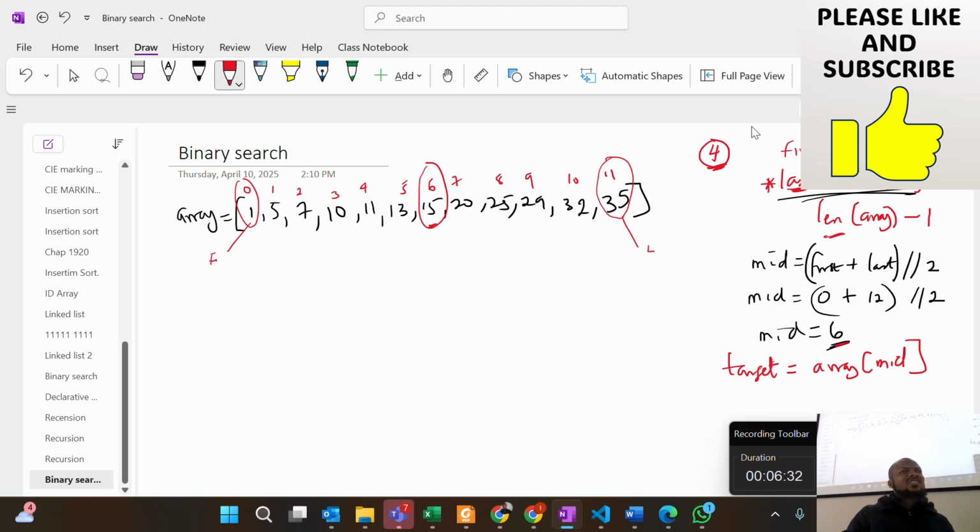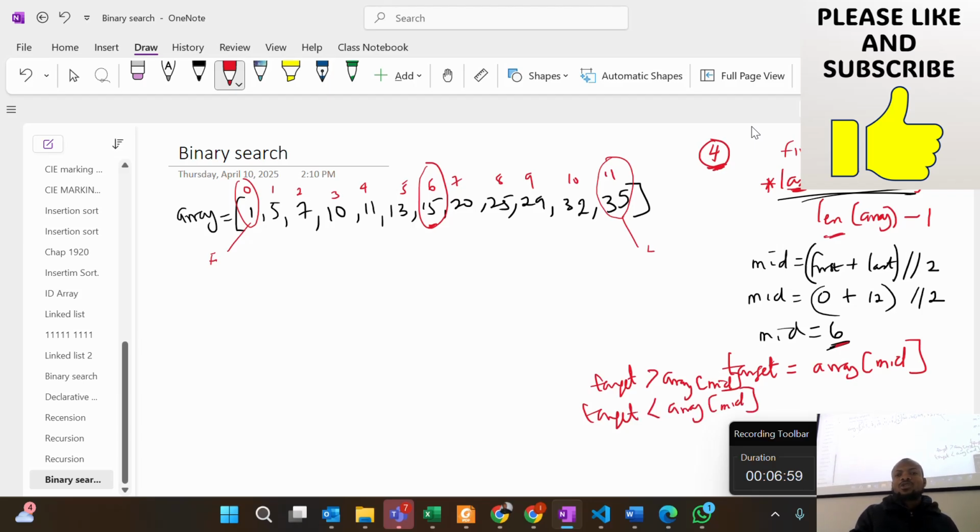Then we'll try to check if it is less than 15 or greater than 15. Since it is not equal, if it was equal, then that is the value. Is it equal? The answer is no. That means that is not the target value. The value is not found yet. Then we will check if the target value is greater than array mid, or if the target value is less than array mid.